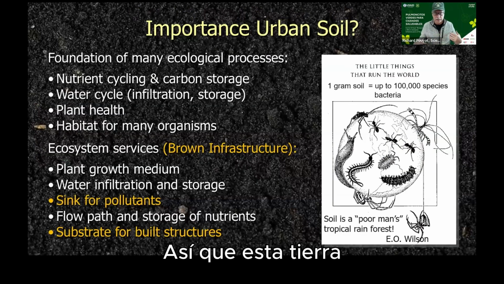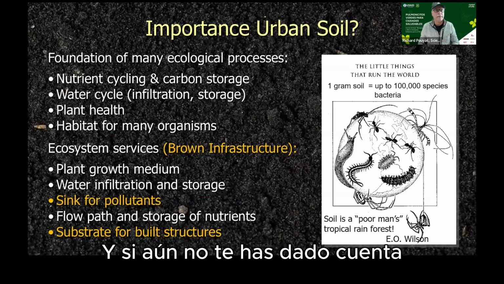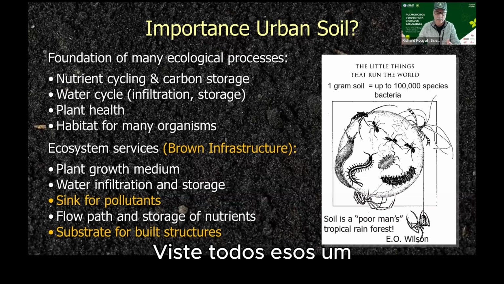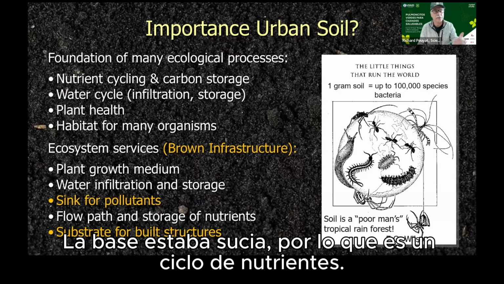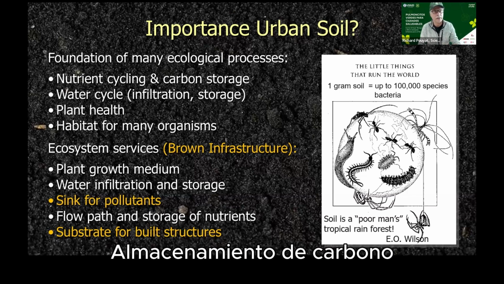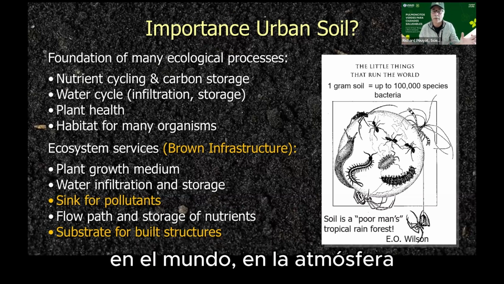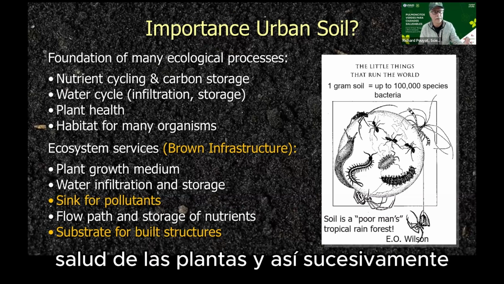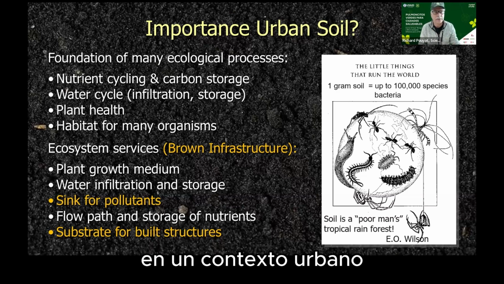So this then leads us to a discussion on the importance of urban soil. And if you haven't figured out already, it is a foundation for many ecological processes. You saw all of those ecosystem services that we got in an urban landscape. The foundation was soil. So it's nutrient cycling, carbon storage. There's way more carbon stored in the soil globally than there is in the atmosphere, for example. The water cycle, plant health, and on and on. I like to think of soil as brown infrastructure in an urban context.